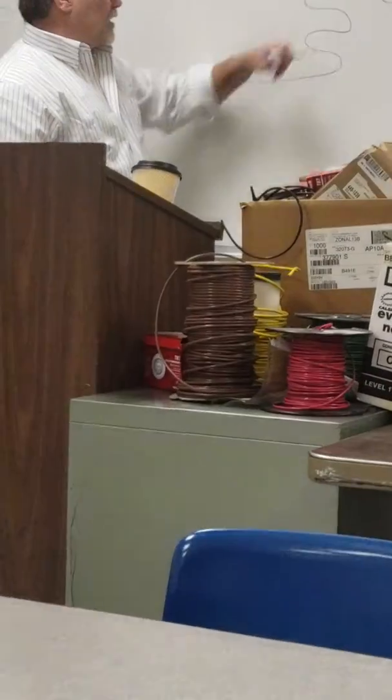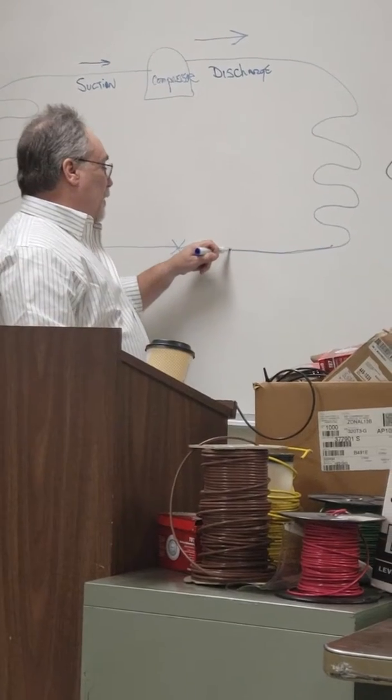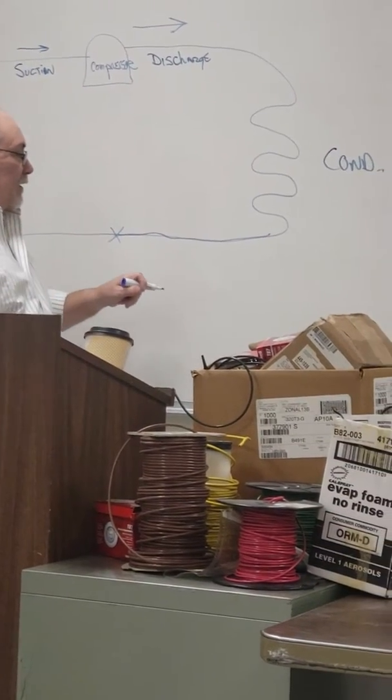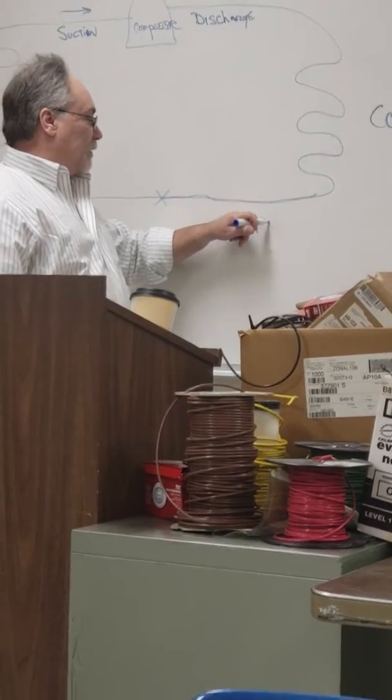to liquid, so we have a change of state, and then it leaves that in what line? That's the small line between the two parts on the split system. We call that what? It leaves as a liquid, so we call it the liquid line.